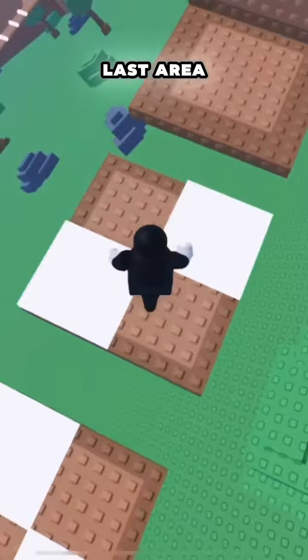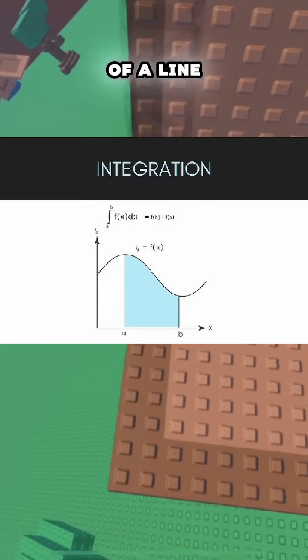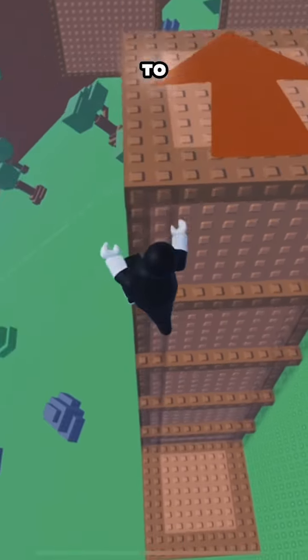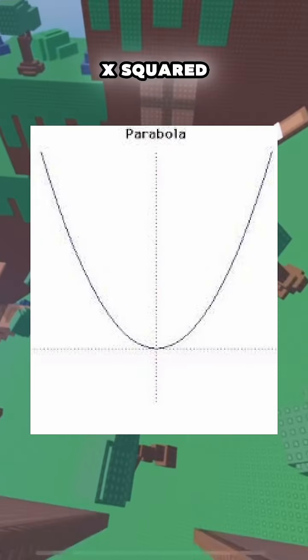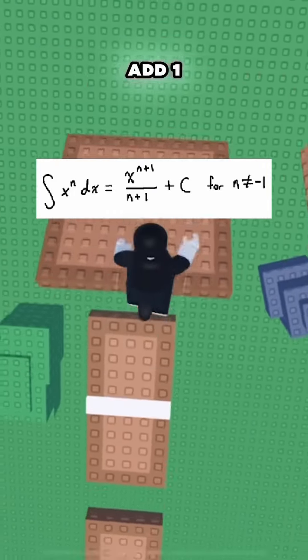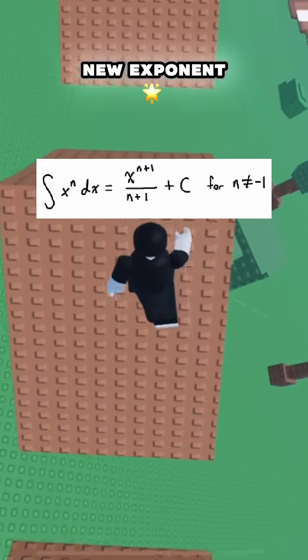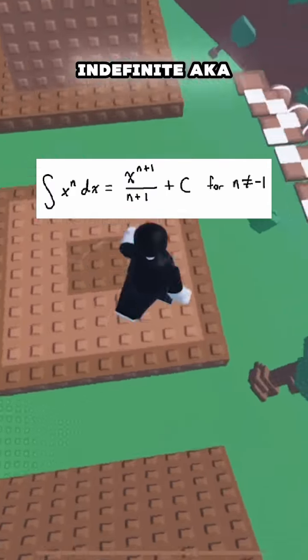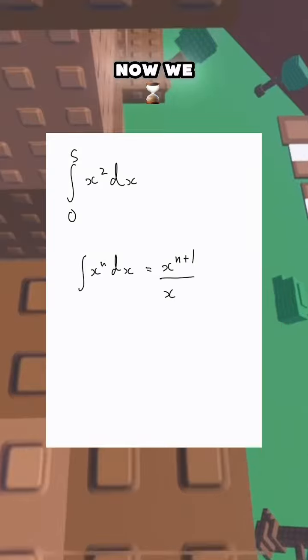Now the last area, integration, is just finding the area under the curve of a line. We can find it by identifying where we want to integrate. Let's say we want to integrate the line y equals x squared from 0 to 5. We can use the power rule, which is to integrate x to the n, add 1 to the exponent, and then divide by that new exponent. Don't forget to add plus c at the end if it's indefinite, aka it doesn't have limits on the integral sign. Now we want to find it from 0 to 5.